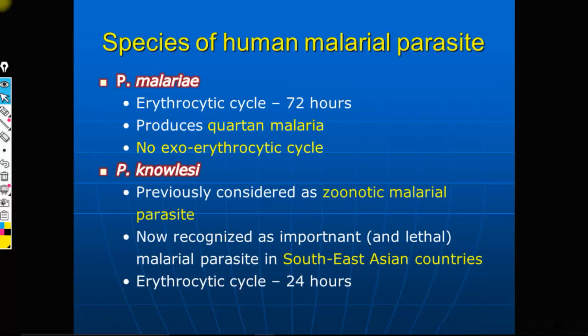Now some of you may wonder why we should be concerned if this is a malarial parasite of Southeast Asian countries only. For example, if you are traveling for business to a country like Malaysia, then you will understand the importance of Plasmodium knowlesi. Okay, fine. So that completes the discussion of the characteristics of all these human malarial parasites.